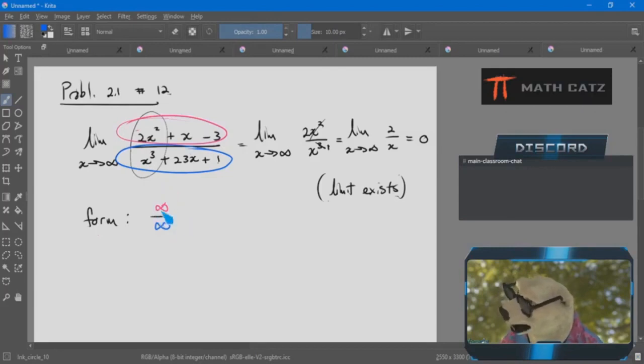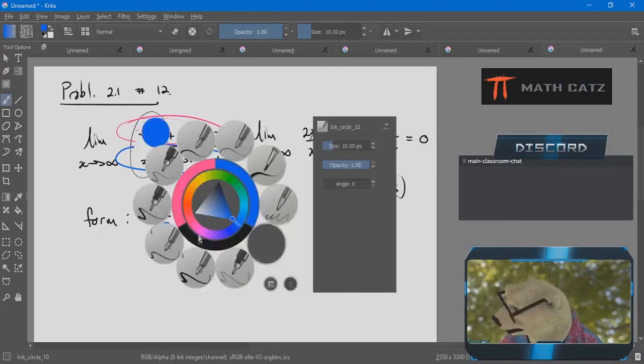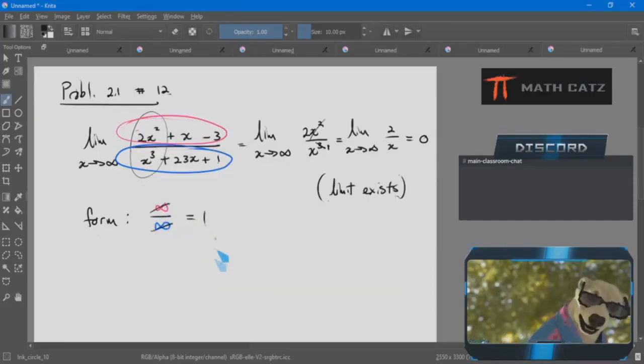Infinity is not a number. I can't just say, oh, I'm going to cancel the two infinities and it equals 1. No. No.